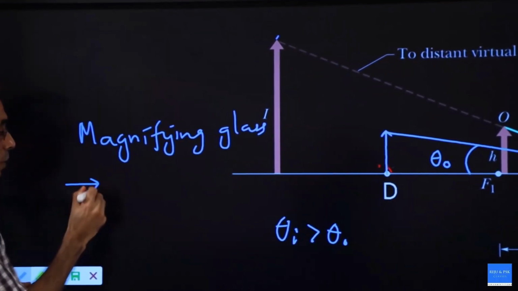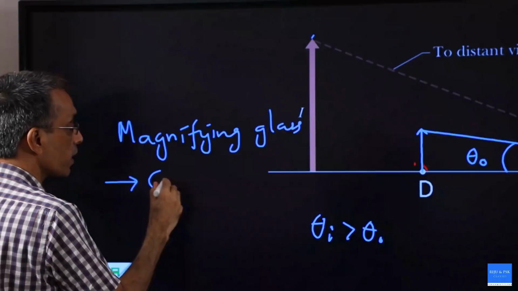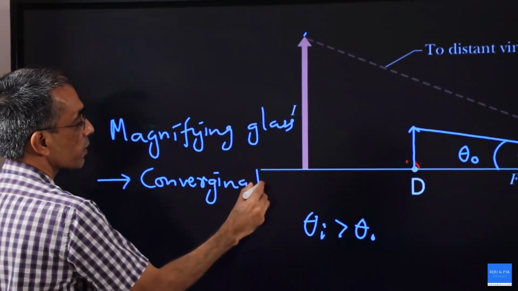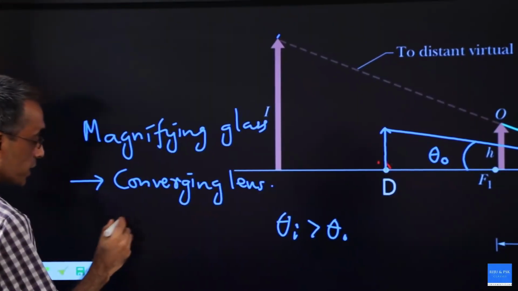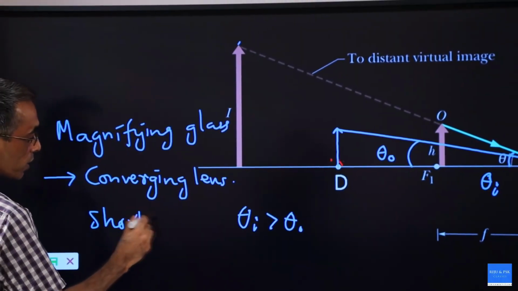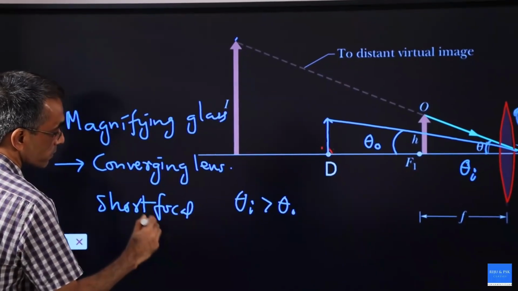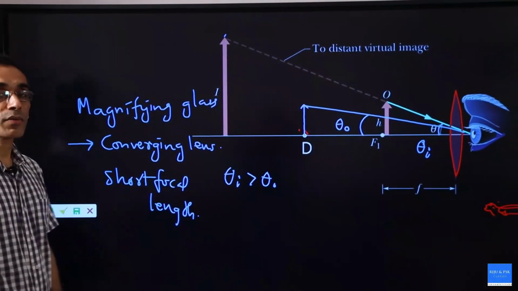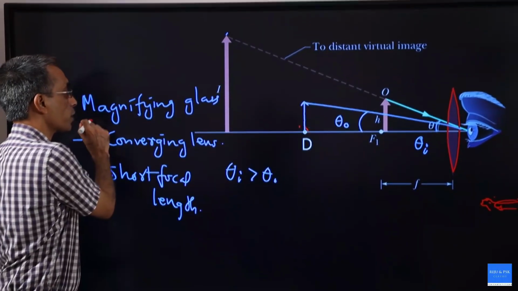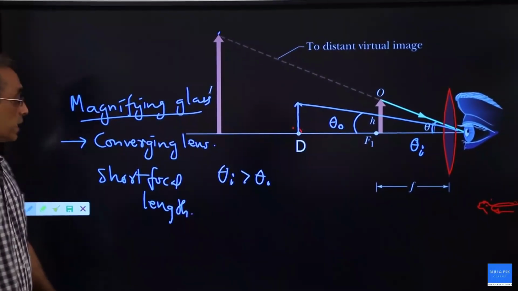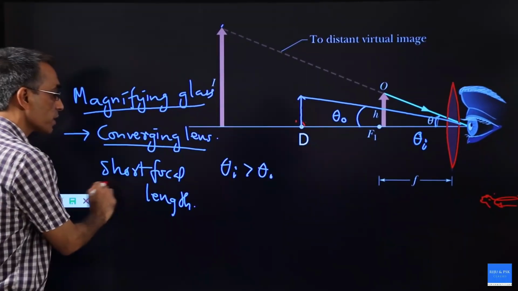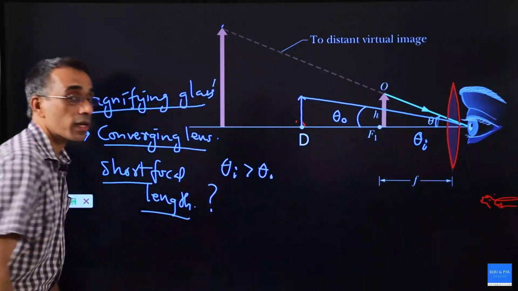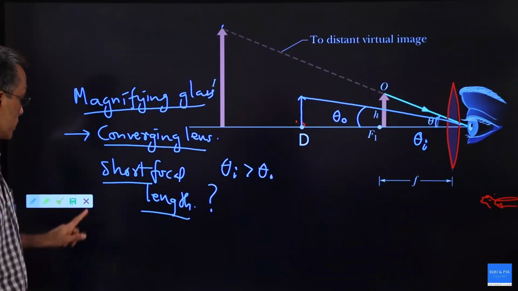What is a simple microscope? It is a magnifying glass. It must be a converging lens, and of short focal length. So a simple microscope is also called a magnifying glass. It is a converging lens with a very short focal length. I will tell you why it is a very short focal length a little later when we start the discussion.